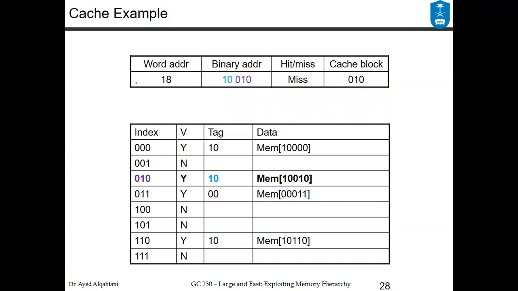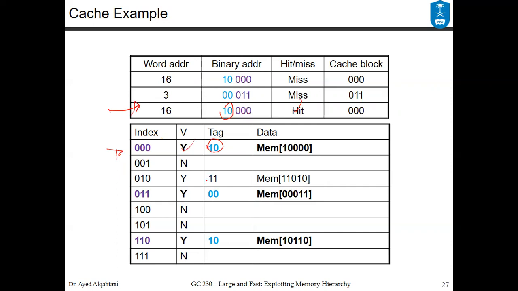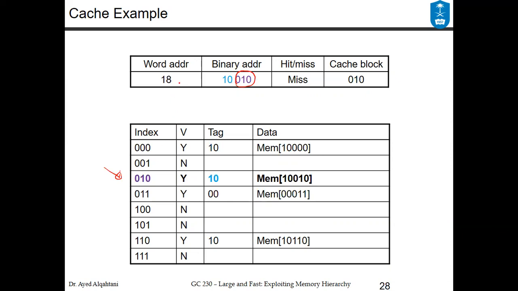More, we have the word address 18, which is 01001. So it will be in this location, 010. And you notice that previously there was something there. So if we focus on this location and go to the next slide, this location has this word address as well. So you go there, and you also find the valid is equal to Y.